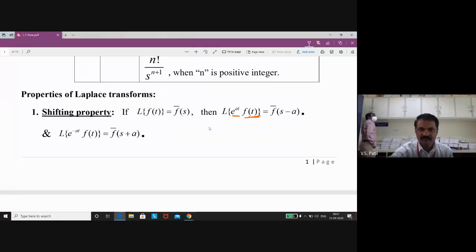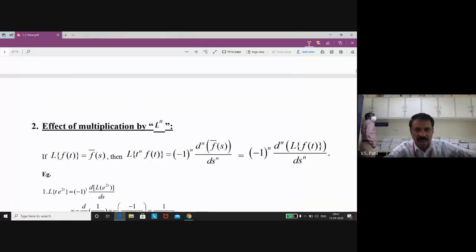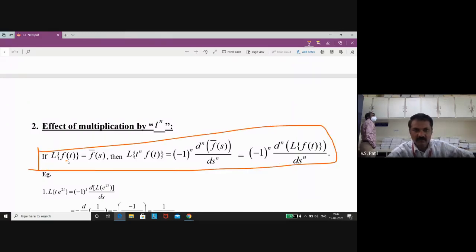Last class we discussed the shifting property, then the effect of multiplication by t raised to n. You should remember this. Whenever f of t is multiplied by some polynomial function t raised to n, you need to find the Laplace transform of that. Make t raised to n one group and the remaining function another group. Then find the Laplace transform of that. You can represent it like this, or like this. Then take minus 1 raised to the power of t, and differentiate as many times as the power n.